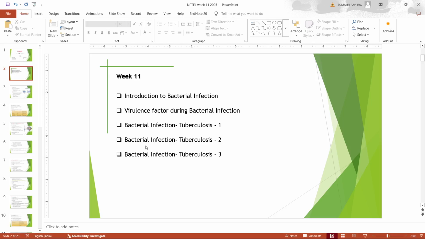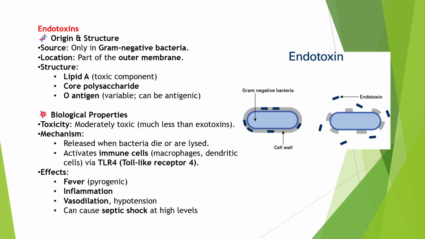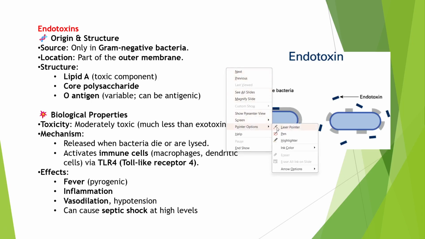So let's go into the topics where we will be discussing the main topic of each question, so that a basic understanding of the question is given, and also it will help you answer the question. So the first was regarding endotoxins. Endotoxins are something which are present in bacteria, especially the gram-negative bacteria. So the origin and the structural details regarding this.